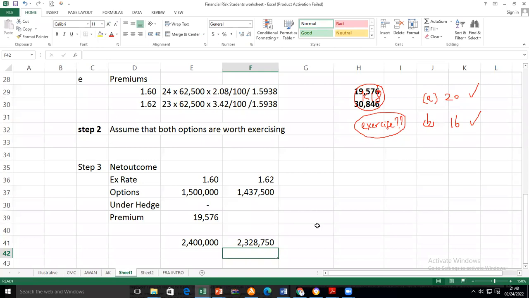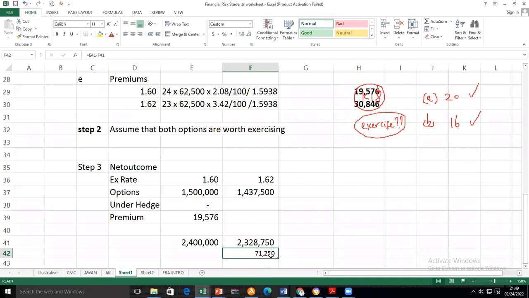23.7, eh? But we only do D23. That is why there's an underhedge. So when you are at the options market and you give them 1,437,500 at 1.62, this is what you walk away with. You've got a balance. Because what are you looking for? You are looking for 2.4. So there's this balance here.